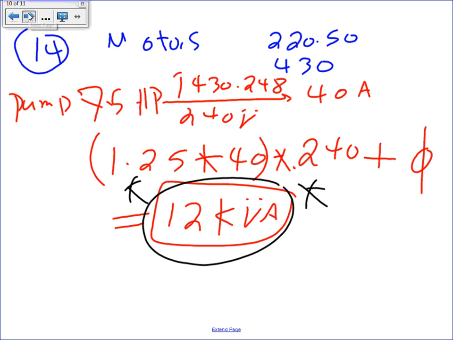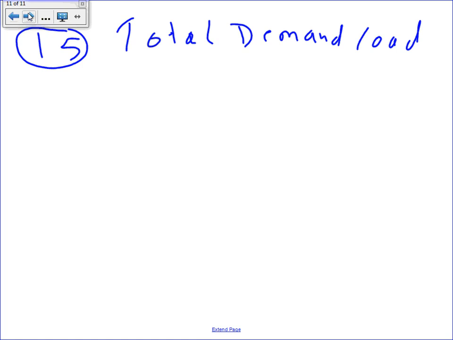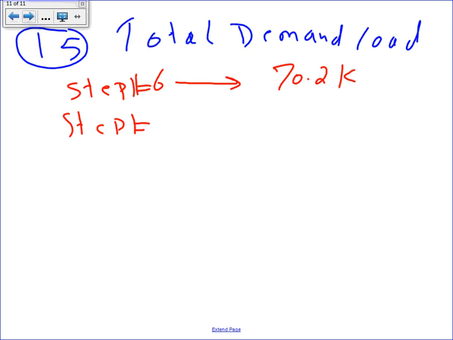Okay, can I go to step number 1? We started, Nick, with what's the first one that we highlighted? I think we started at step number 5, no, step number 6. Can you give me step number 6? 70.2. Okay, step number 6, what was the load for? 70.2K. Okay, let's go for the other one. Then I think we wanted step number 7 for the range.